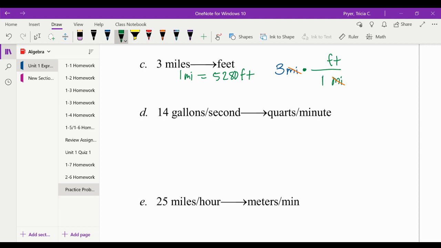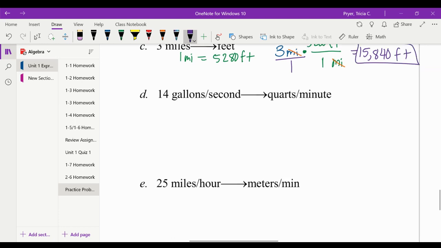So then I write out my conversion factor. Well, there's 1 mile for every 5,280 feet. Okay, and then I just multiply. I'm going to write this as a fraction because I think it's easier to multiply 2 fractions. And I would just be doing 3 times 5,280. And when I do that, I'm going to get 15,840 feet in 3 miles.